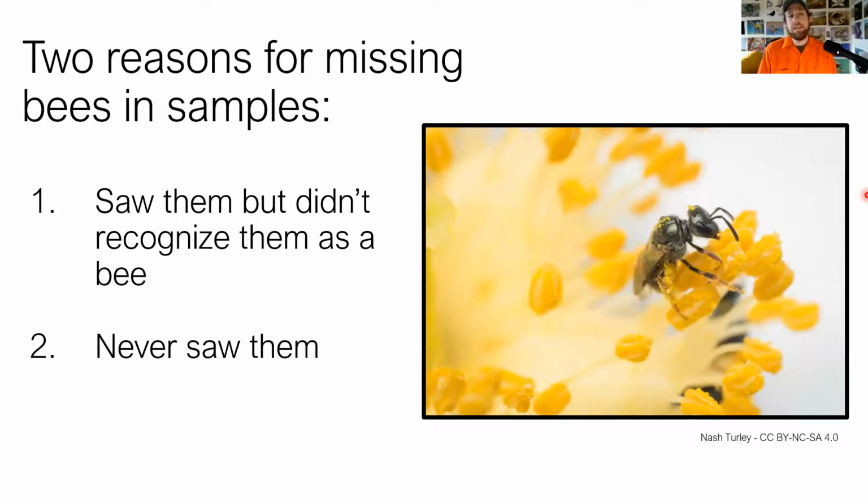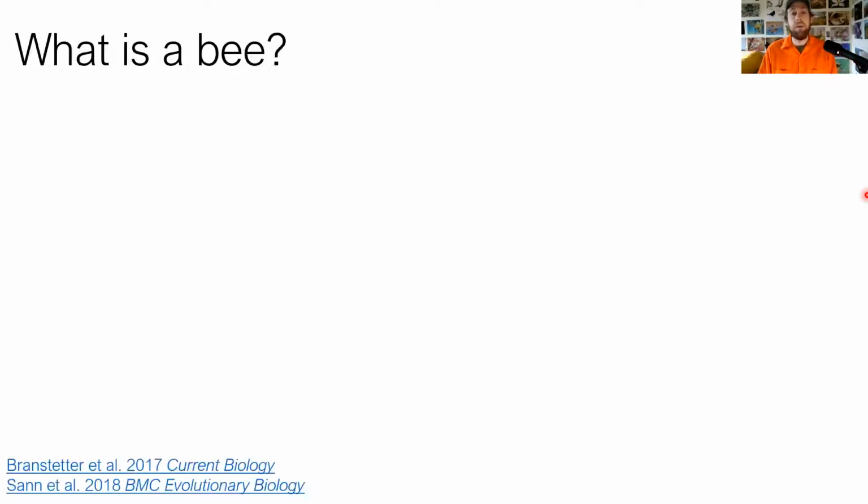So if we're going to miss bees from samples, there are two main reasons that can happen, or really, I think only two reasons. The first is that you saw the bee in the sample and you didn't think it was a bee. You just didn't recognize it as being a bee. You thought it was something else. And the second reason is you just never saw them. So first, let's deal with the first one: you didn't recognize bees, and that may be because you don't have a good sense of what bees look like or what non-bees look like.